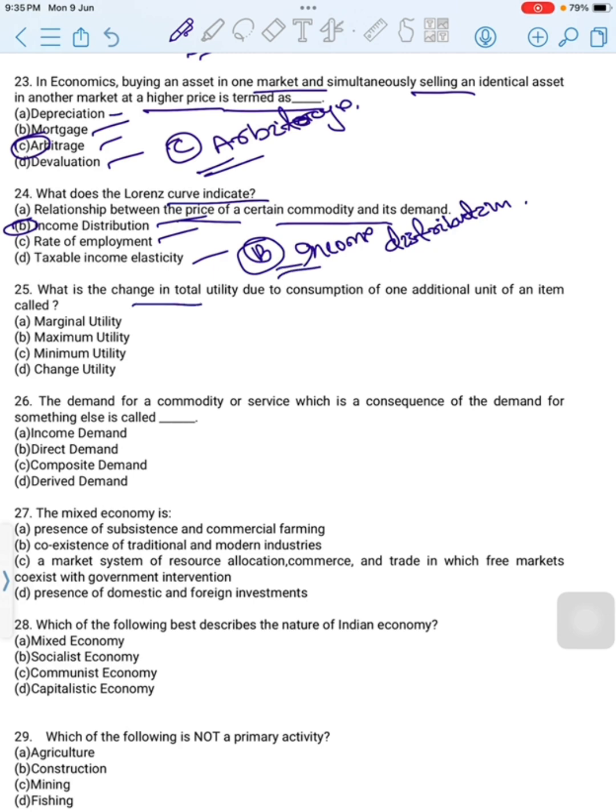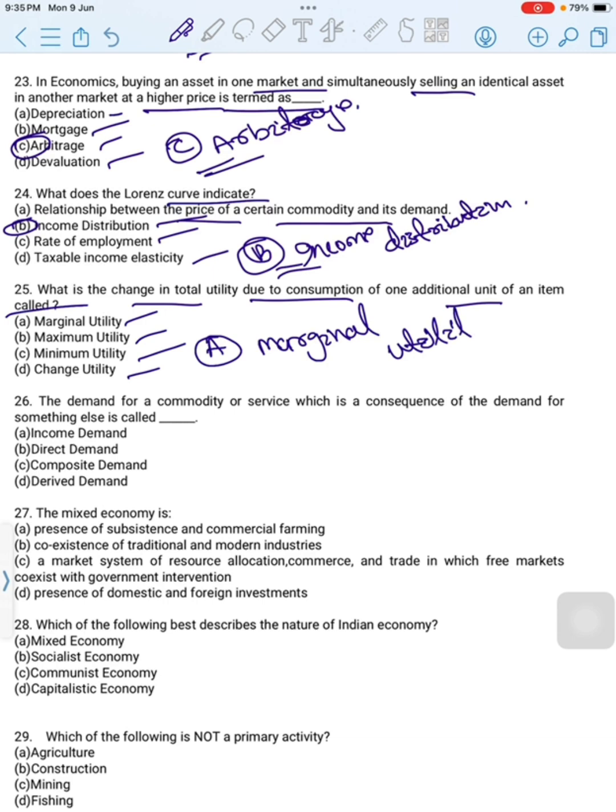What is the change in the total utility due to consumption of one additional unit of an item called dash? First one is marginal utility. Second option is maximum utility. Third option is minimum utility. Last option is change utility. Then the correct option is option A, marginal utility.